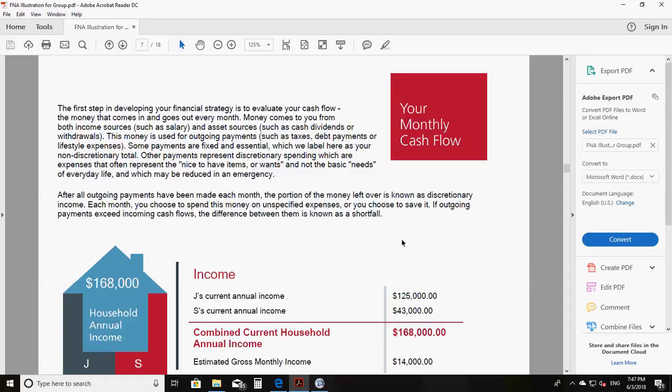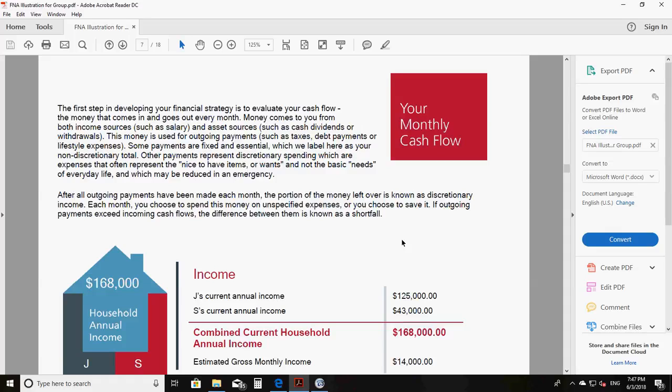And cash flow is the only building block in the report that we have 2 pages for. And the reason is, it's the first step in developing your financial strategy is to evaluate your cash flow. That's the money that comes in and goes out every single month. The money that's going to come in is going to be mostly from income sources like salary, but you do see asset sources like cash dividends and withdrawals. All needs to be included. And then this money goes for outgoing payments such as taxes, debt payments, lifestyle expenses, etc.